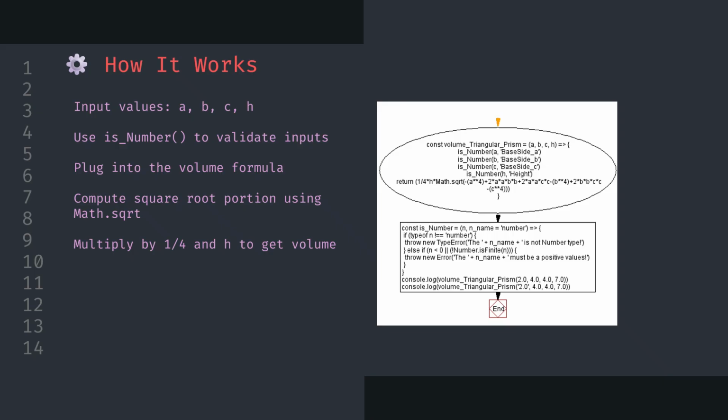Here's a breakdown of what happens. We first check the validity of all four values. Then we apply the geometric formula using the exponential and square root operations. If everything checks out, the final result is the volume, and if not, errors are thrown to help us catch bad inputs early.